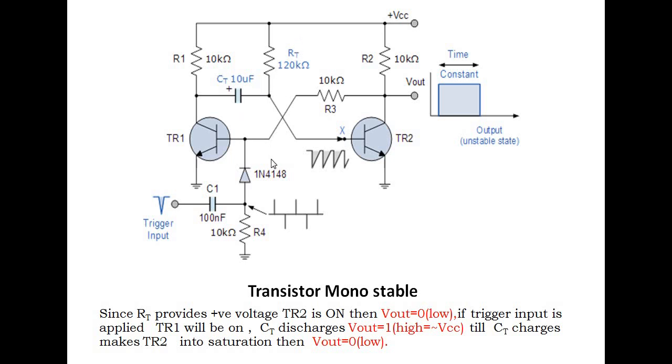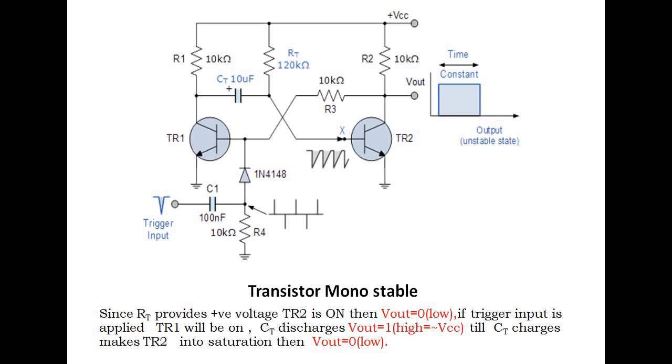Initially, if you look at the base of TR1, it is given with a high pass circuit and a diode. If you look at the base of TR2, it is given with a capacitor and resistor, right? As the resistor is connected to VCC, some part of VCC will connect to the base of TR2. So that's why this transistor Q2 or TR2 will become on.